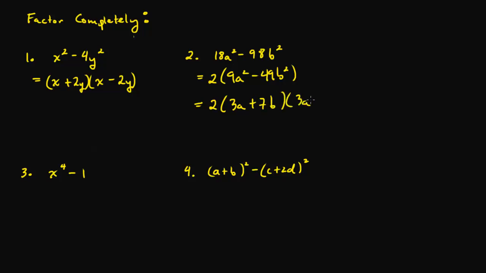times 3a minus 7b. And if you're wondering how I came up with that so quickly, 3a is just the square root of 9a squared. 7b is just the square root of 49b squared. And I know that following my identity above, it's going to factor into two binomials of this form. It's going to factor into a product of two conjugates.